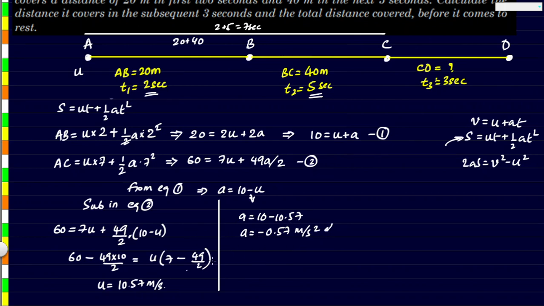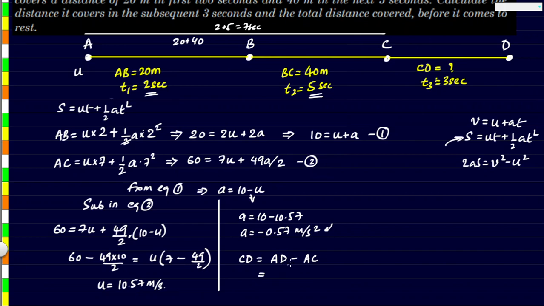Now using these values of U and A, we will be able to find the value of CD. Now how to find the value of CD? We know CD is equal to AD, the complete distance A to D, minus A to C. So this is how we need to use it.